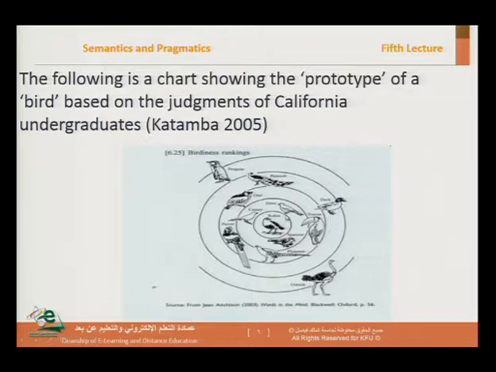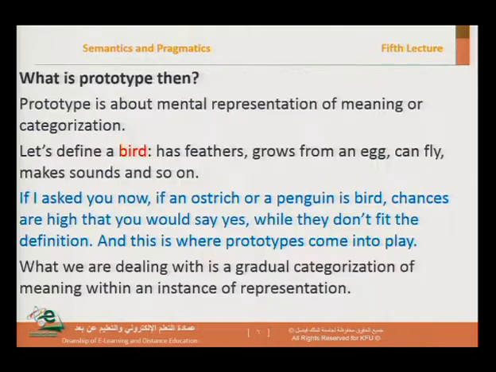You see a penguin and ostrich coming basically at the end of the ranking, very far from the center. So you would not think about them as good examples of birds. Okay? So we call this whole idea prototype. All right. So what is prototype then?